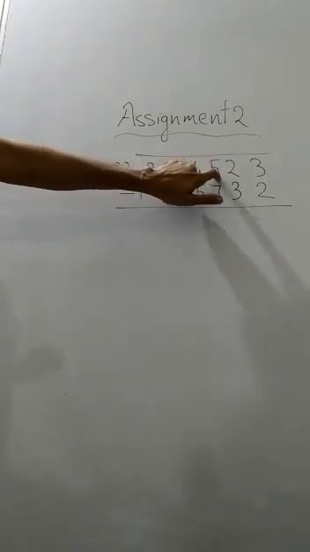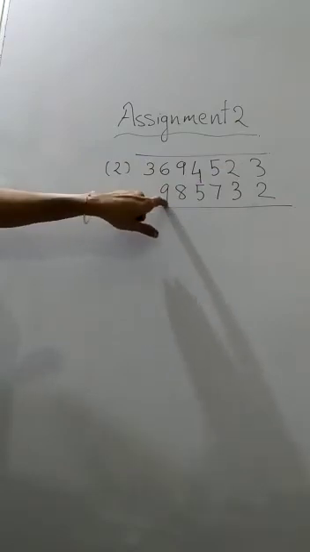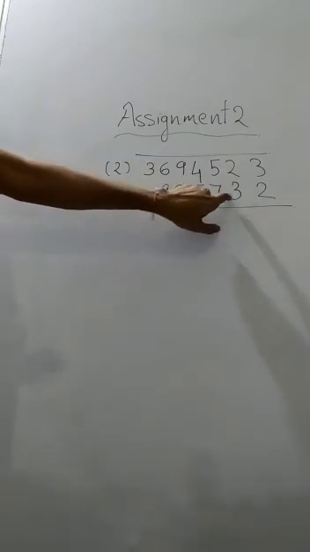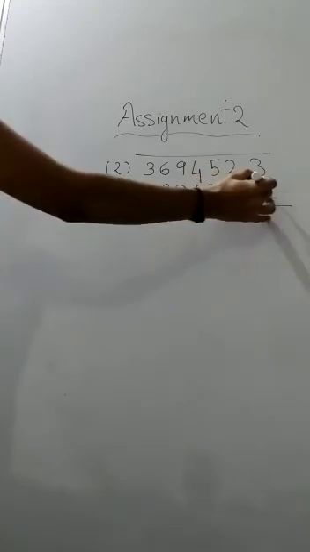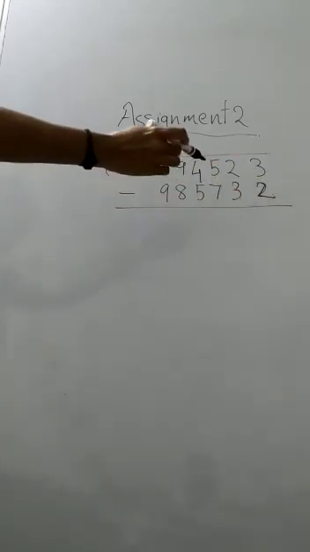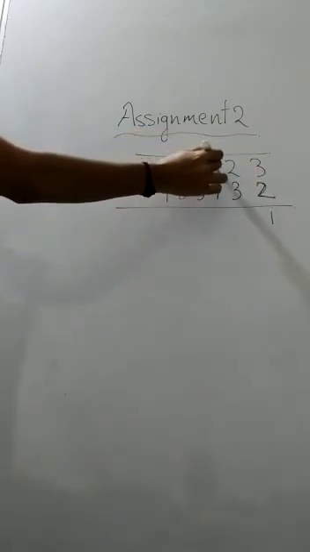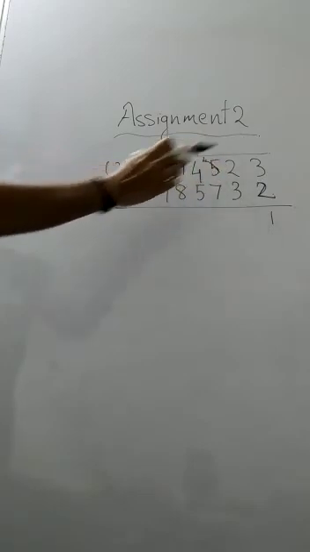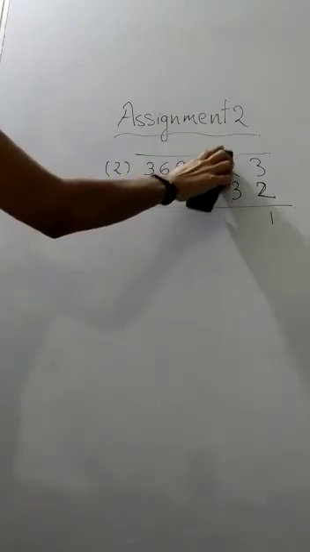The next number is 3, 6, 9, 4, 5, 2, 3 minus 9, 8, 5, 7, 3, 2. This also they have given arranged vertically. We have to do the subtraction. We'll start from the right side. 3 minus 2 will give you 1. 2 minus 3 you can't do, right? So you can write it here. They have already given space, that is why.